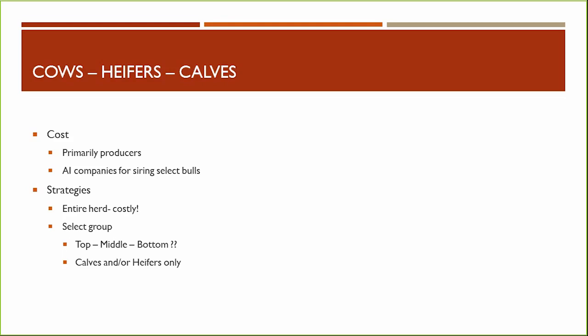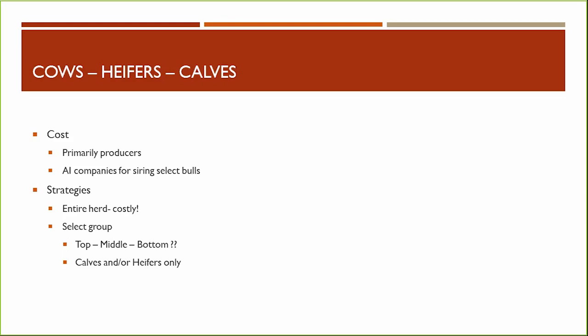And lastly, probably some of the least information or debate is over whether you should genotype the bottom group of your herd. Usually this is a situation of, are you actually replacing animals in the bottom group, or are you keeping all of them? It has an effect on, if you're keeping them, how would you treat them?